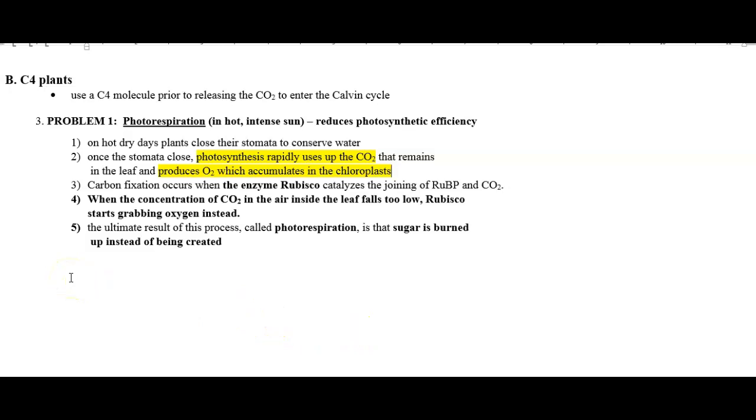Carbon fixation occurs. Okay, we still have that enzyme. Then Rubisco is still going to join RuBP and carbon dioxide. Because listen to this, here's the problem right here. When the concentration of carbon dioxide in the air inside the leaf falls too low, look at this. Rubisco is going to start grabbing oxygen instead of carbon dioxide.